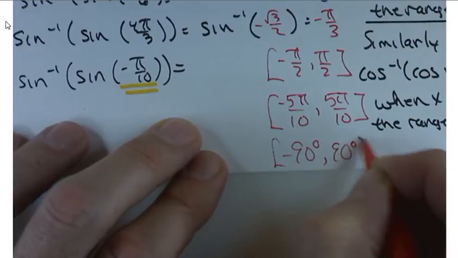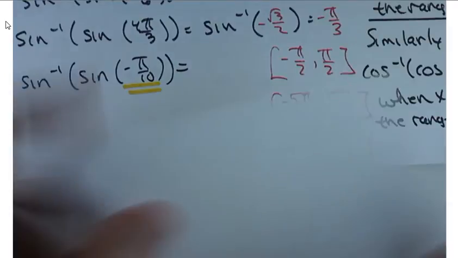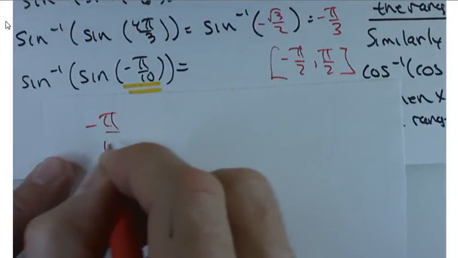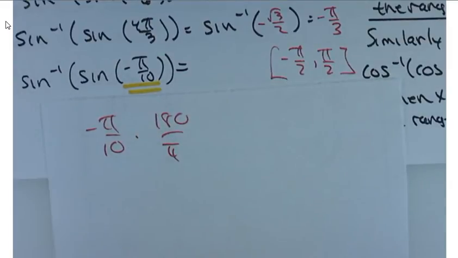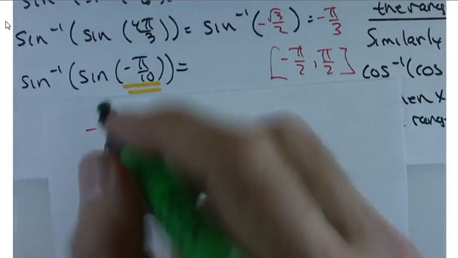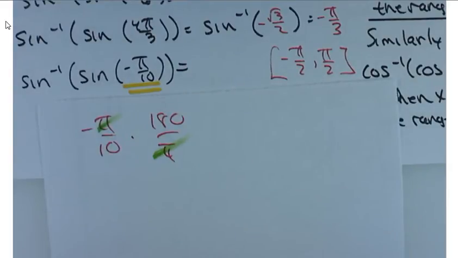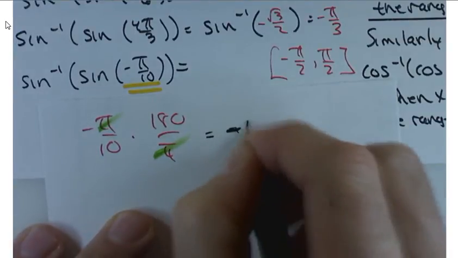How do you figure that out? It's just like usual. You multiply by pi over 180, or 180 over pi. So negative pi over 10 times 180 over pi. You get some nice cancellation. Pi's disappear. 10 goes into 180 18 times. So negative 18 degrees.